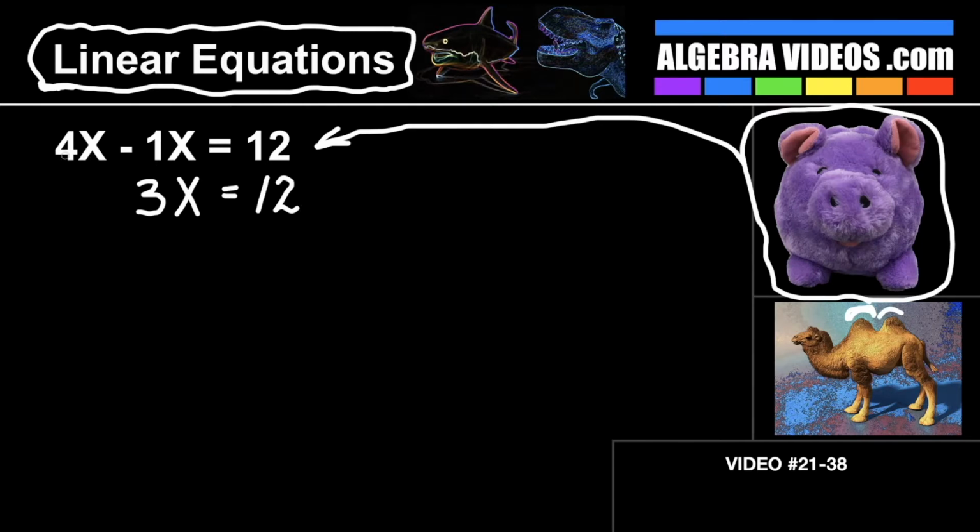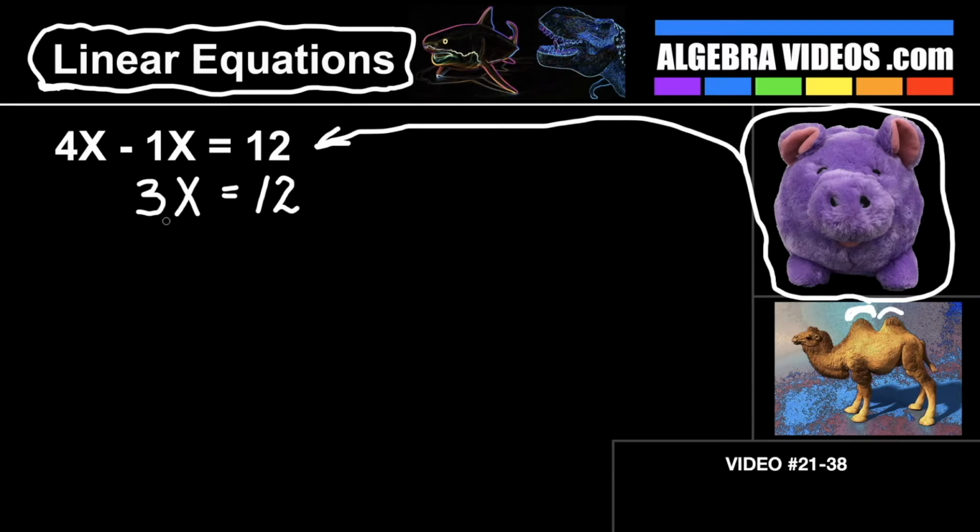So now we just simplified. 4x minus 1x, that's 3x. And on the right side, 12. So 3x equals 12. And we still like to get x by itself. Well, we got this pesky little 3 over here. How do we get rid of that 3?